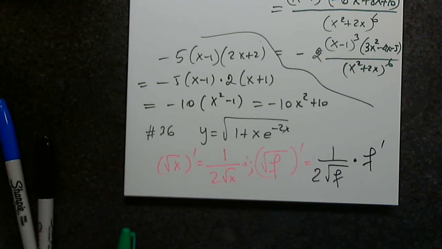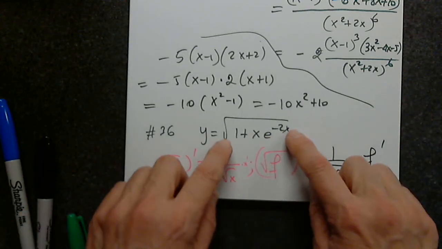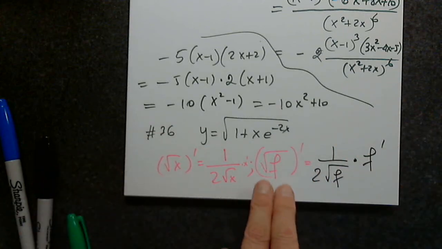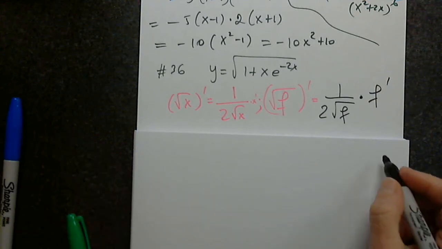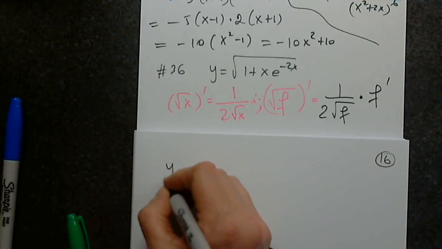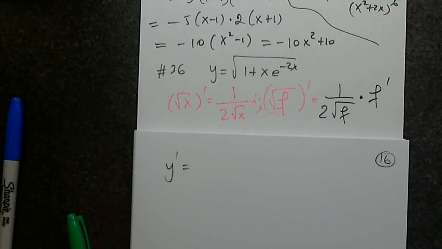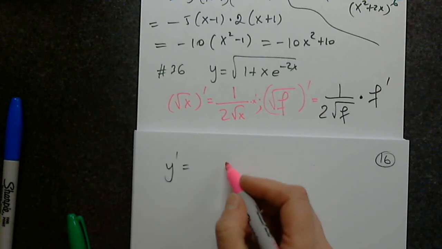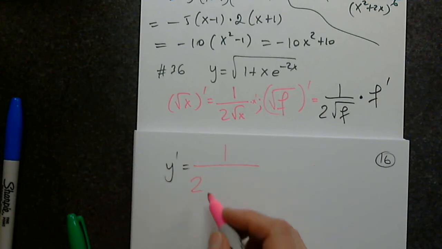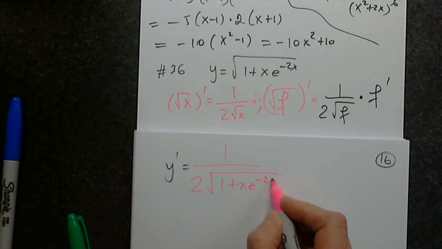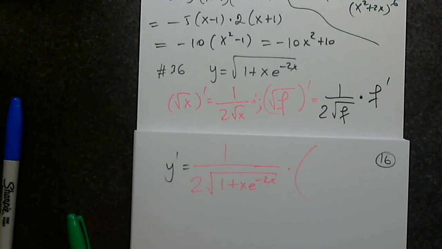Exactly. Same formula, everything the same, but because it's not x, x prime is 1, I have to multiply by the function prime. Okay, perfect. So now this is my function, and this is the square root of the function. I'm using this. So please dictate. Times the inner function prime.